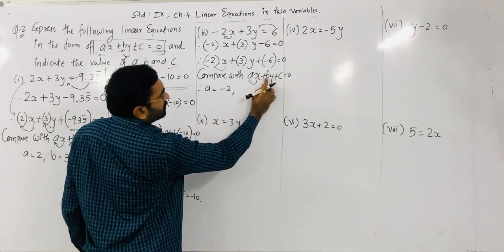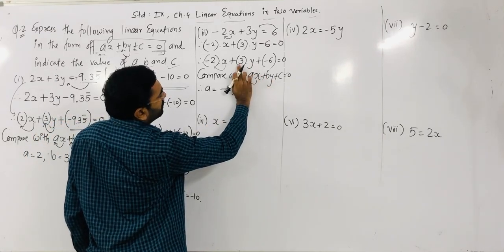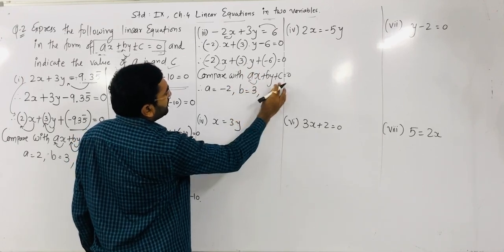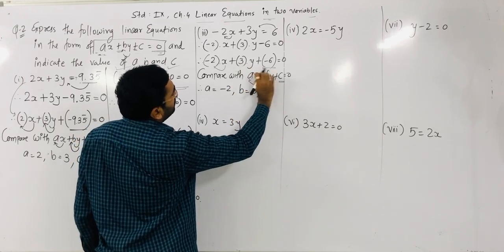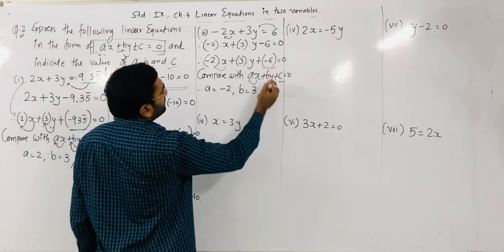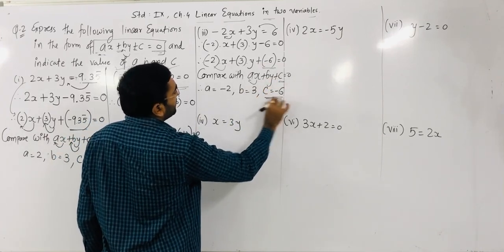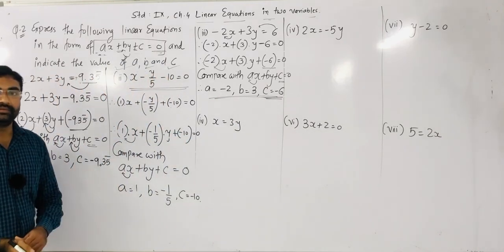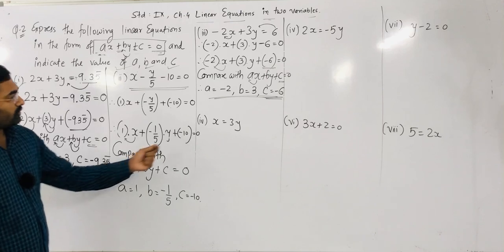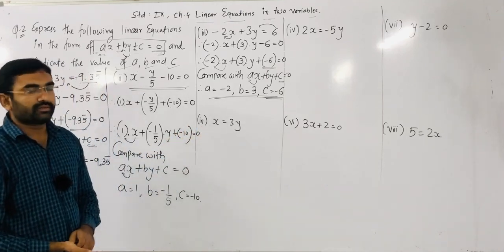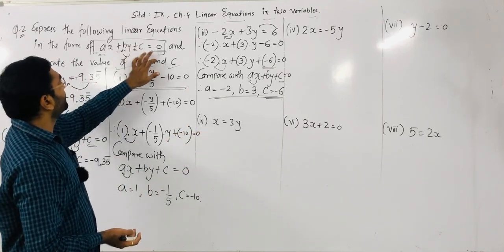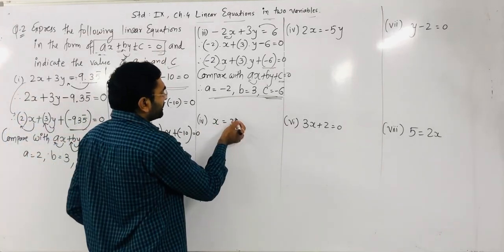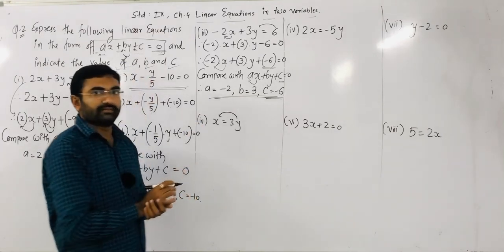Now observe y coefficient is b. In that given equation y coefficient is 3. So we can say b is equal to 3. And c is the last term. Here is a constant term. C value is minus 6. Right? So that way you can indicate the a, b and c values. Okay? Now the fourth one, x is equal to 3y. So as I told you, in this form, for the right hand side we require a 0. So whatever is on the right hand side of the equal to, that term I have to take to the left hand side.